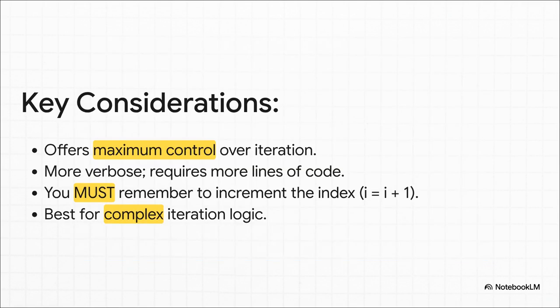So that's the trade-off, right? The while loop offers you maximum fine-grained control, which is awesome for some really complex logic. But it's also more verbose. It just takes more lines of code to write. And like we just said, all the responsibility of managing that index is on you.